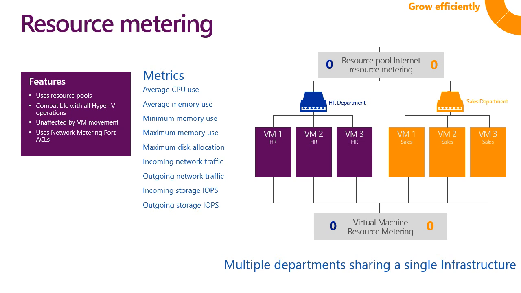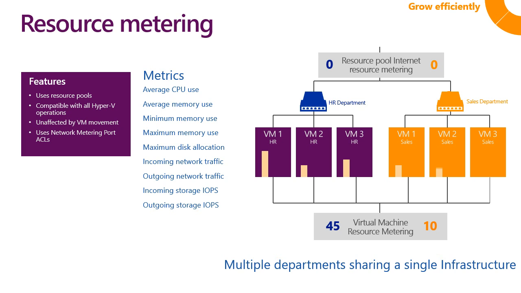But what we can do here is set up resource pools. In this case, you can see we've got the HR department on the left and the sales department on the right. And what we can do is have things such as CPU use, memory use, disk allocation, network IOPS in and out, storage IOPS, and network traffic in and out, all being monitored and metered, so that if you want to start charging back based on usage, this is something that you can do quite easily with the resource metering capability. All of the departments are sharing the same infrastructure. It's just a matter, from a reporting perspective, that you can start isolating things so that you can figure out who's actually really hitting the server quite hard.